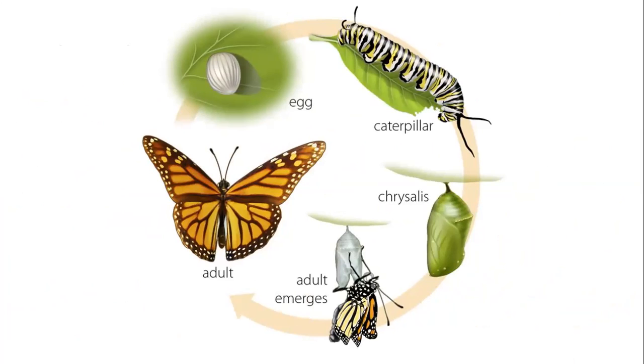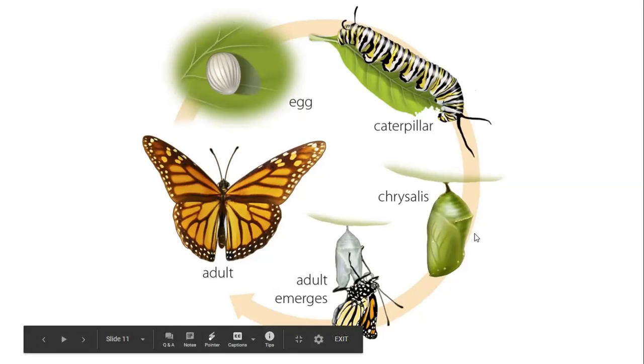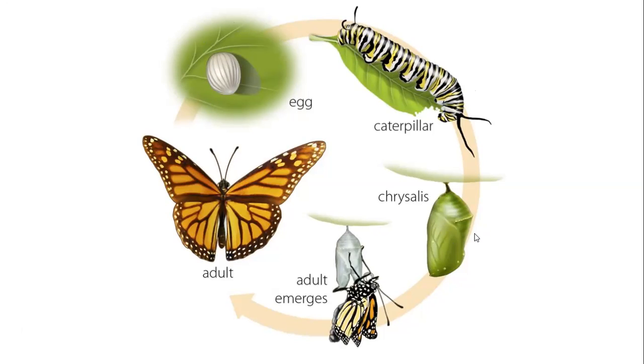The life cycle of a butterfly goes through metamorphosis, so it has an extreme change. This is where it starts. The adult butterfly lays an egg. The egg turns into a caterpillar. The caterpillar then grows and grows until it's ready to form a chrysalis. And it stays in the chrysalis for some time.